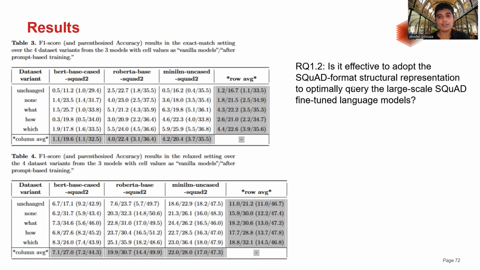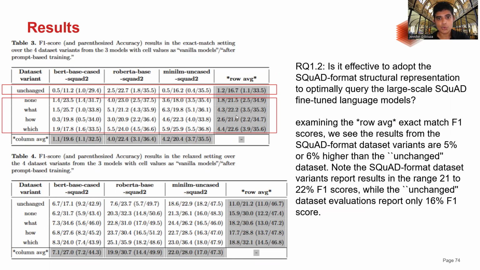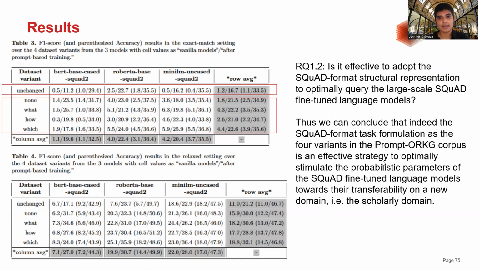A second sub-question under the first main research question is, is it effective to adopt the SQuAD format structural representation to optimally query the large-scale SQuAD fine-tuned language models? So for this, we compare our unchanged dataset variants with the dataset variants that were created structurally similar to SQuAD. And examining the row average results, we see the results from the SQuAD format dataset variants are 5% or 6% higher than the unchanged dataset. Note that the SQuAD format dataset variants report results in the range of 21 to 22% F-score, while the unchanged dataset evaluations report only 16% F1 score.